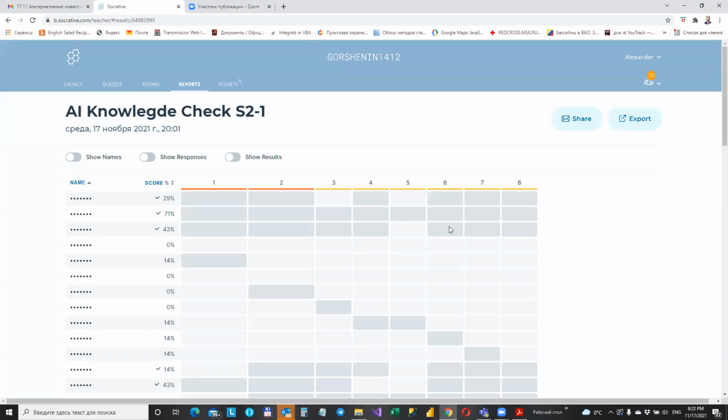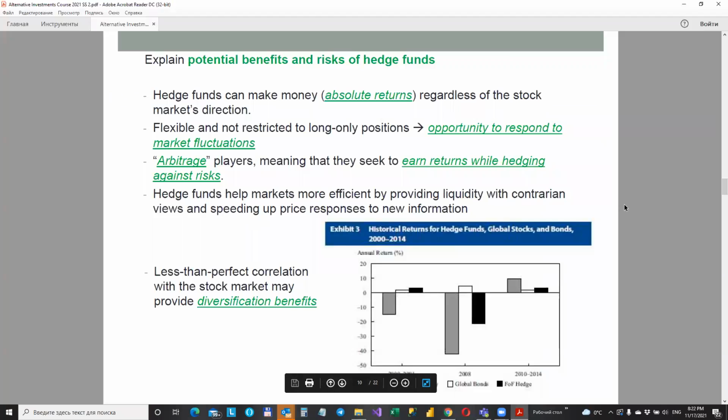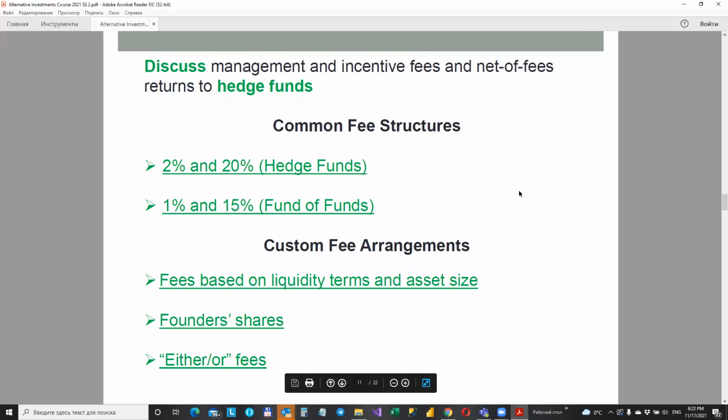Okay, let's come back to the lecture, and we will discuss management and incentive fees and net of fees returns to the hedge funds. So, although 2 and 20 and 1 and 10 are commonly quoted fee structures for hedge funds and funds of funds, many variations exist, and these variations are fees based on liquidity terms and asset size.